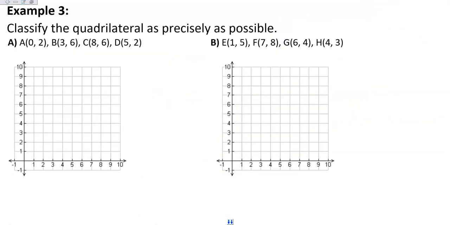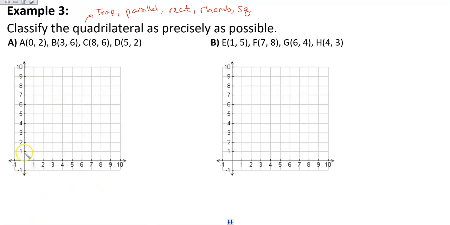So now we're going to look at quadrilaterals. Remember, our types of quadrilaterals, we had trapezoids, parallelograms, rectangles, rhombuses, and squares. And if it's none of those, then it's just a quadrilateral. So these are the things that we're going to look at here. So again, just like we started before, we're going to start by graphing.